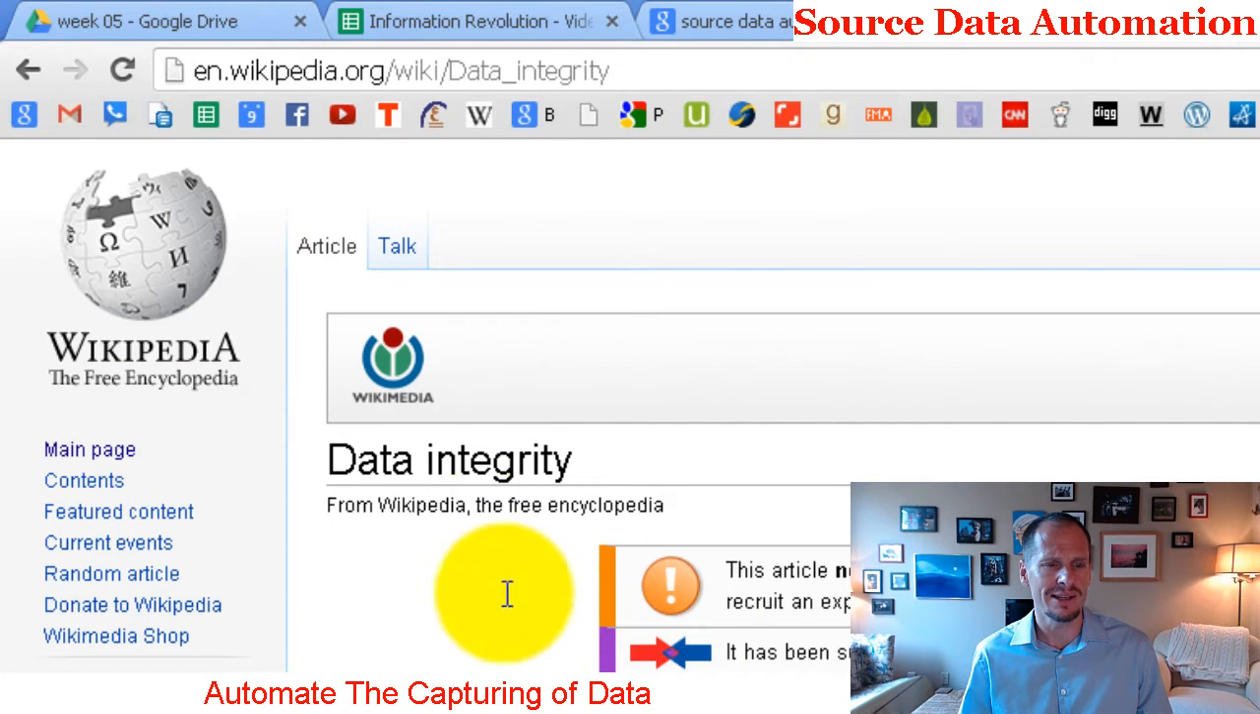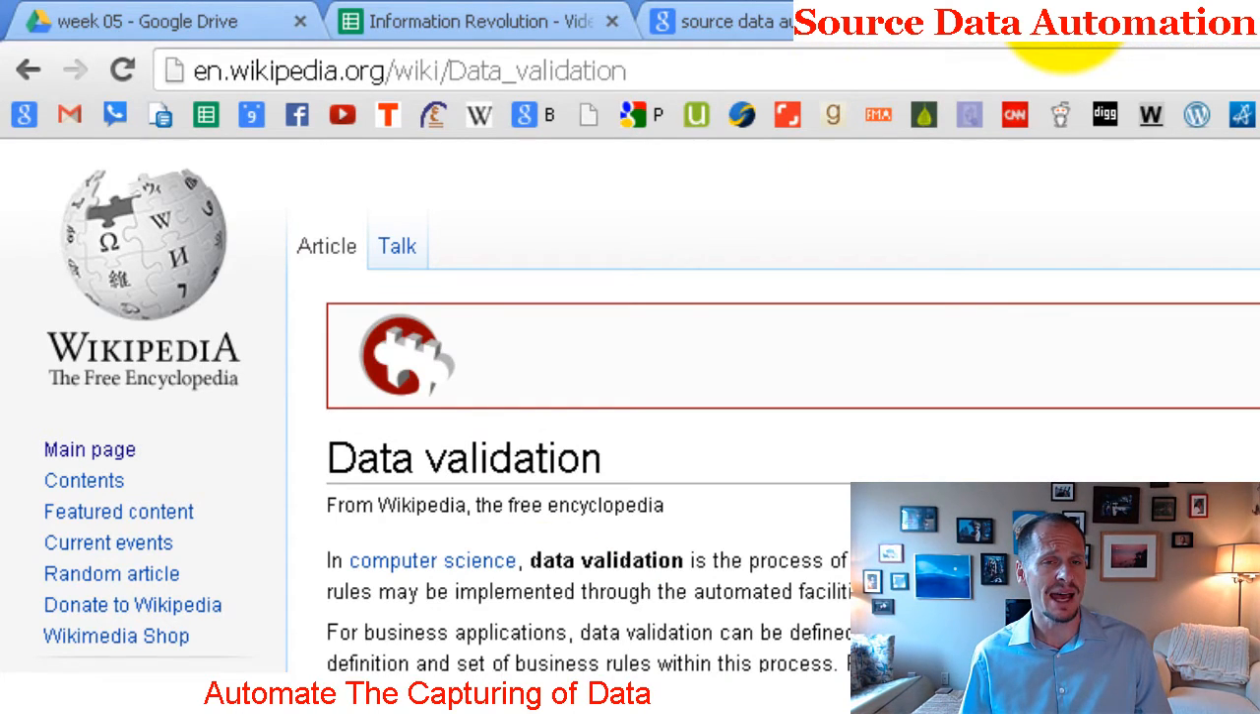Our data would not have integrity because we are saying there's 1,200 sales, but actually there are more. And so one of the really important things when you're trying to automate the capture of data is to make sure you're validating that data. And this is a big deal in web forms and things like that.